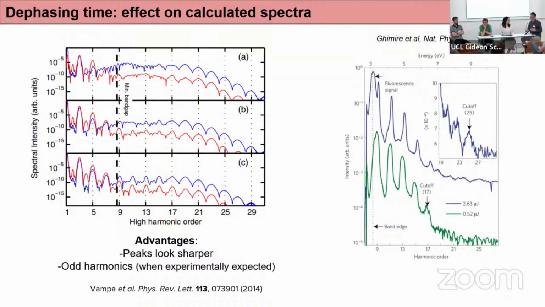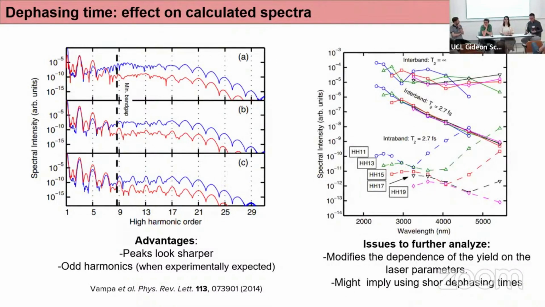But even though you include all those ingredients, you have not quantitative but qualitative differences with what you might expect. So if you add no dephasing time, you do not find the odd harmonics which are measured experimentally. But on the other hand, when you include this effect in the semiconductor Bloch equations, the dephasing effects, you achieve good agreement, so the peaks look sharper and are at the right position, at odd positions in the spectrum.